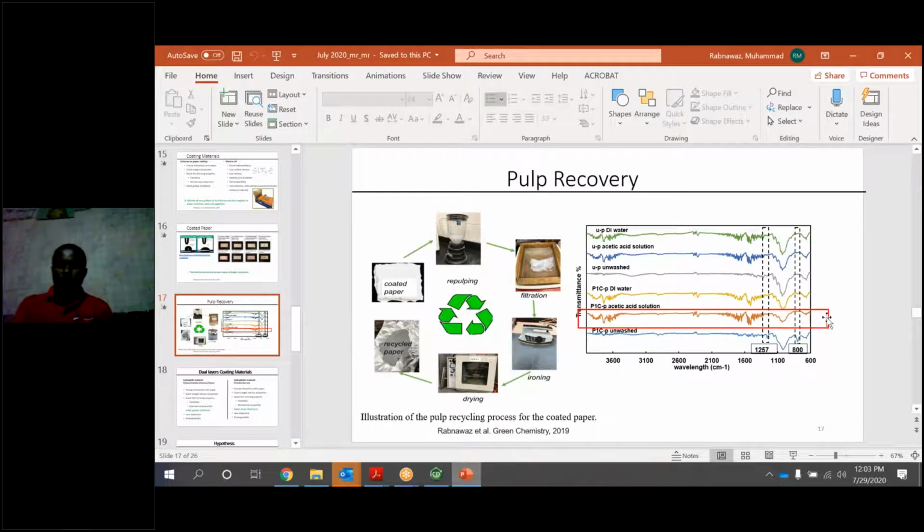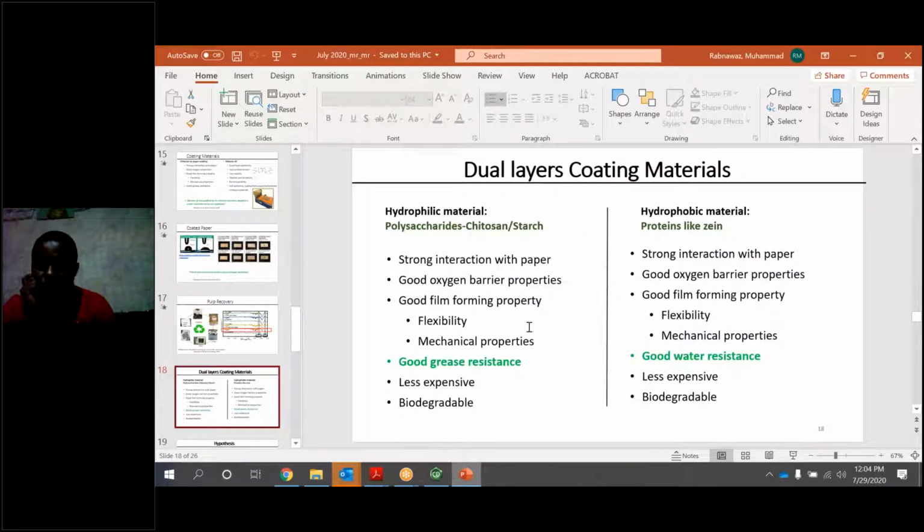What we found is that if you do the washing treatment, the initial, you see this bottommost one, this is unwashed paper pulp. It has the peaks for silicone because we use the chitosan silicone oil graft copolymer. But when we wash this with acetic acid, we were able to remove that completely. So that means that we can really do a good job using the single layer chitosan and silicone oil system, and that worked very well. So after that, we went on to dual layer coating materials.